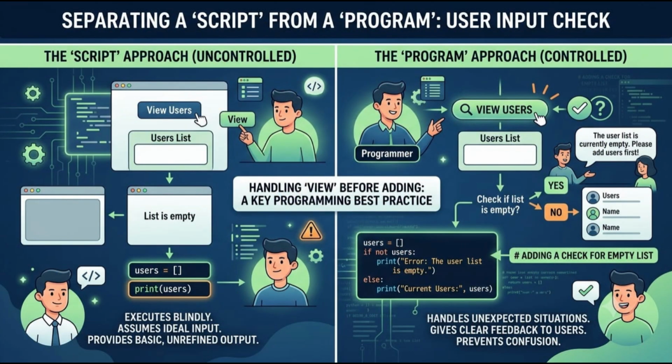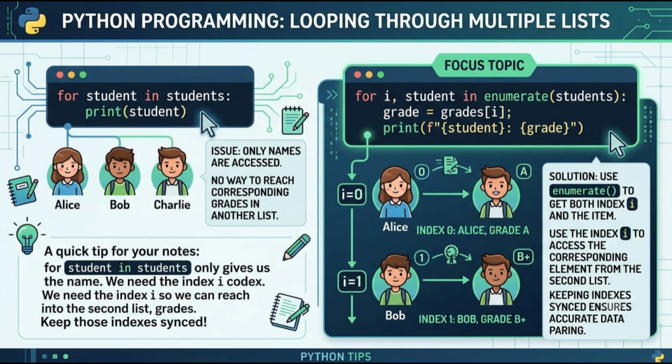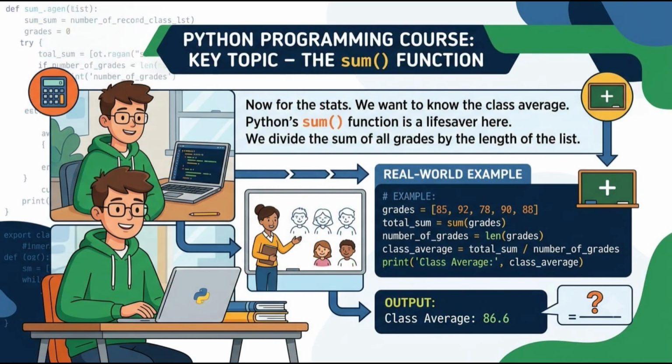Wait, what if the user hits view before adding anyone? We should add a check. If the list is empty, we tell the user. This is what separates a script from a program. A quick tip for your notes: for student in students only gives us the name. We need the index i so we can reach into the second list, grades. Keep those indexes synced.